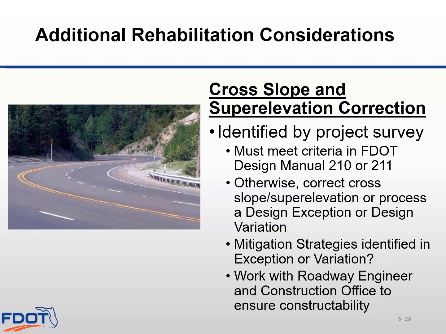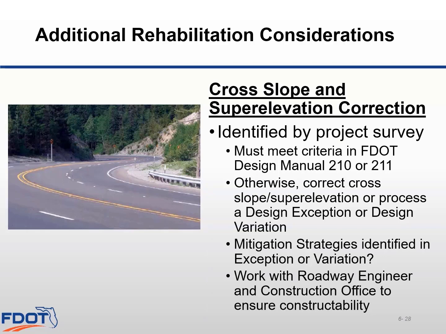However, if you're outside of any of the ranges and criteria in the FDM, you'll need to either go ahead and correct the cross-slope or super, which is the preferable approach, or else you'll need to process a design exception or variation, depending on the design speed of your road, for the existing condition to remain without correction.